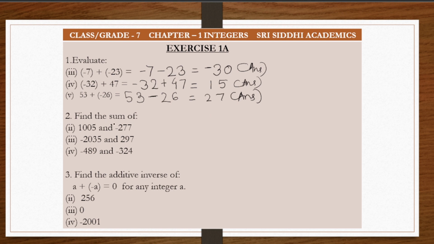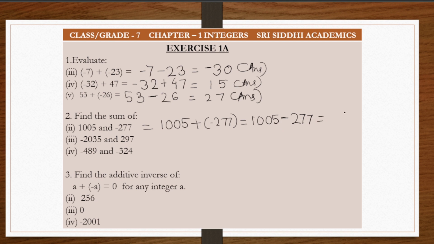Now find the sum, question number 2 says find the sum of 1005 and minus 277. So we'll write it down. 1005 and minus 277. First I'll keep it within bracket. Now after that I'll remove the bracket. So it will be 1005 plus outside, minus inside, different signs means when we remove the bracket it will be minus. If it is the same sign, then after removing the bracket it will be positive.